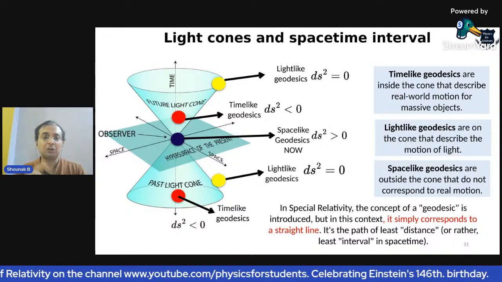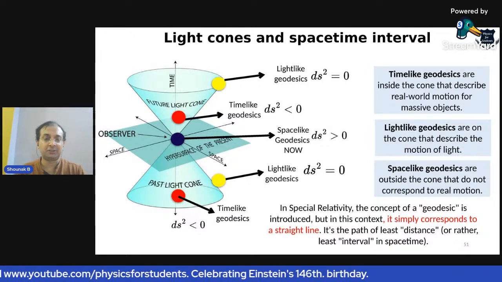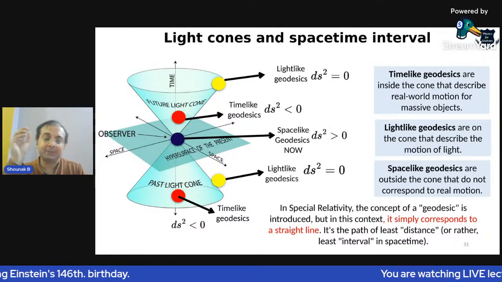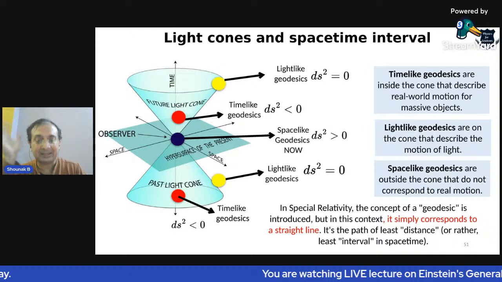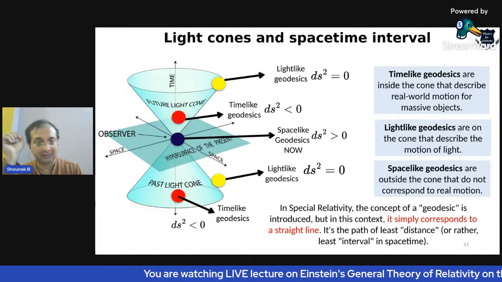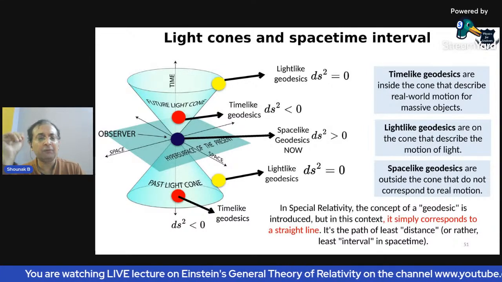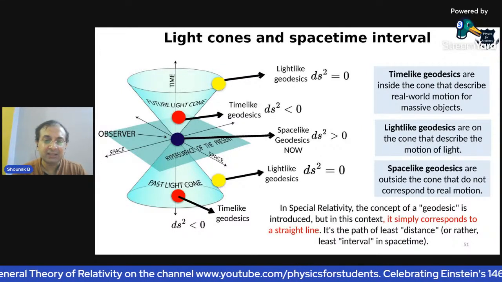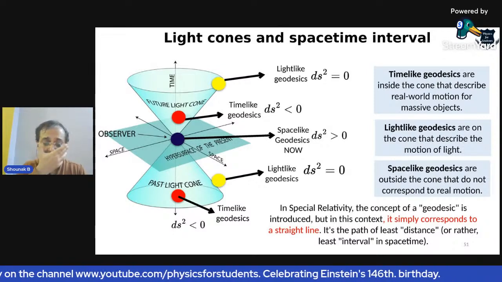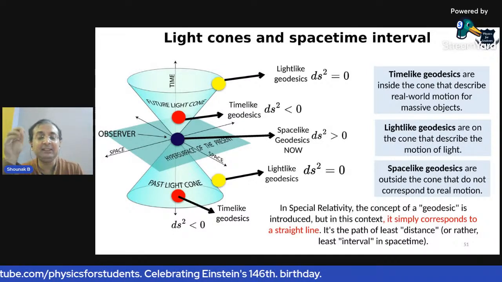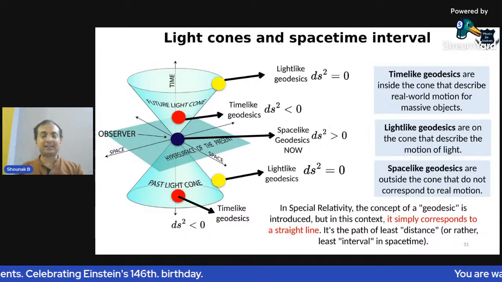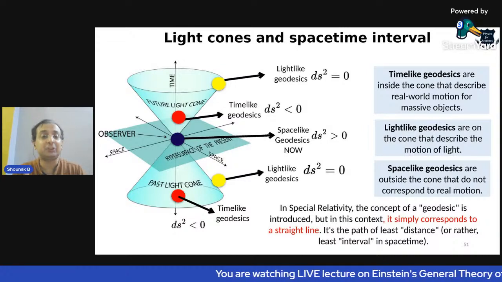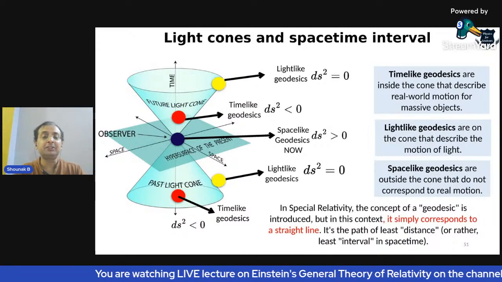Now you concentrate on the blue ones. The blue ones, you can see, are what are called time-like geodesics. They describe the motion of massive particles which move slower than the speed of light. For example, we human beings move slower than the speed of light. So this is what is called the interior, and all the blue dots are staying within the cone. So these describe the motion of massive particles which stay inside the cone, which means they cannot exceed the speed of light. Clear?